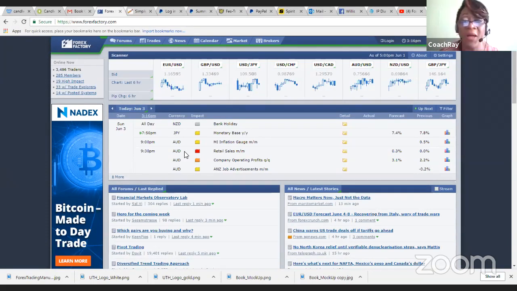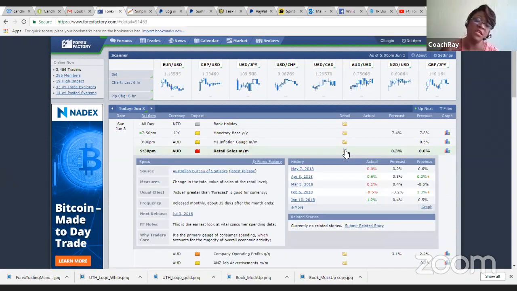Now, what they're saying at about 8:30 Central Standard Time, 9:30 Eastern Time, there's some news, retail sales. And this is what I do. Because it's a red folder, I'll click on the details so that I can see how this particular piece of news is going to affect the currency. If you'll notice, we have things over here called the specs, or the specifics about it. These are things you want to pay attention to. What I usually pay attention to is the measure, its effect, and any notes about why a trader should care. So, of course, it tells you that this is the Australian Bureau of Statistics.